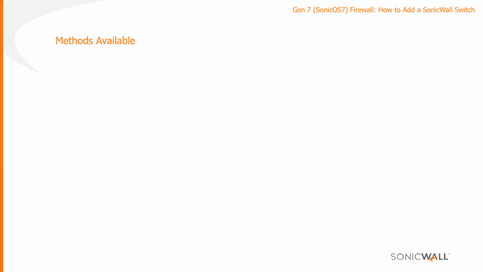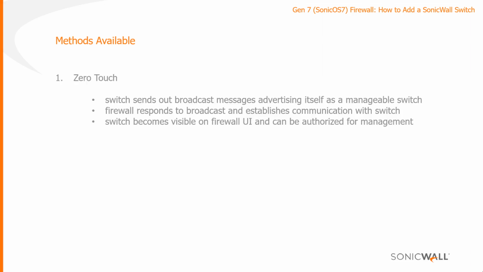Okay, so there are two ways you can add a SonicWall switch to a SonicOS 7 firewall. The first way is what we call zero touch. What this means is essentially the switch will power up and send a broadcast message looking for available firewalls to manage it. Once the firewall grabs the switch's information, the switch will appear as a manageable device on the firewall's graphical interface.